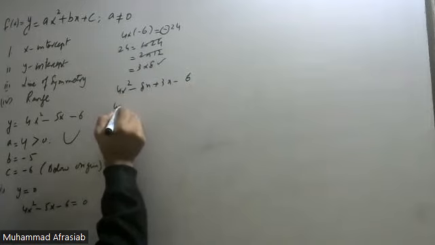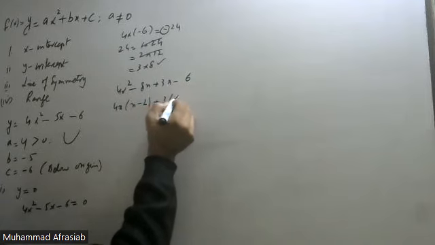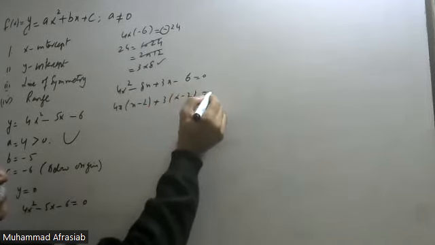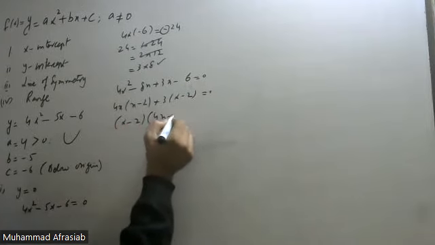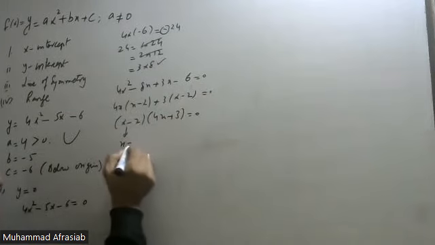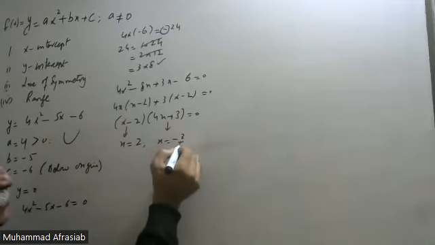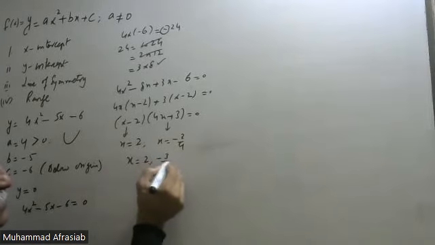Here 4x is common, so 4x into x minus 2 plus 3 into x minus 2 should be equal to 0. x minus 2 is common in both, and that is 4x plus 3 equal to 0. So if this is 0, then x equal to 2, and if this is 0, then x equal to minus 3 by 4. So the x-intercepts are 2 and minus 3 by 4.